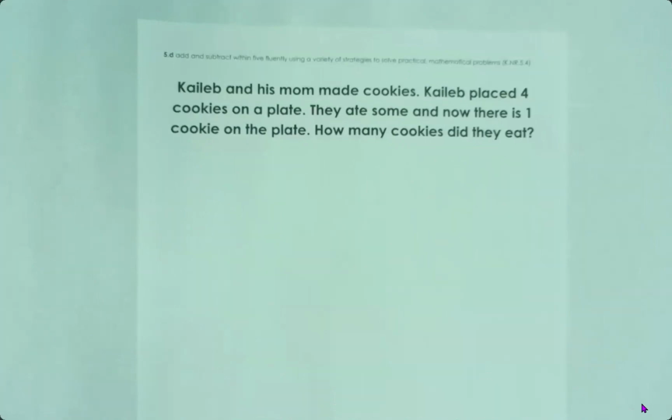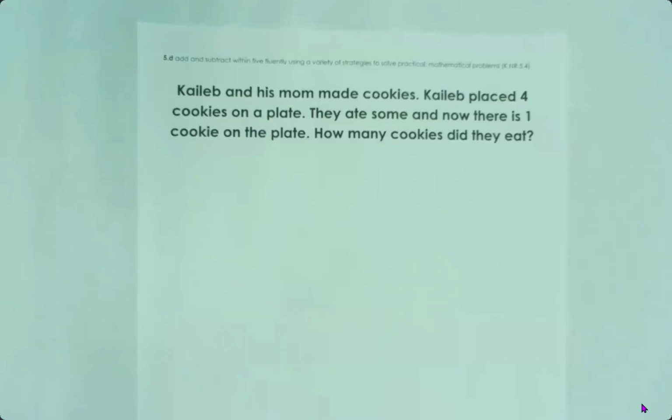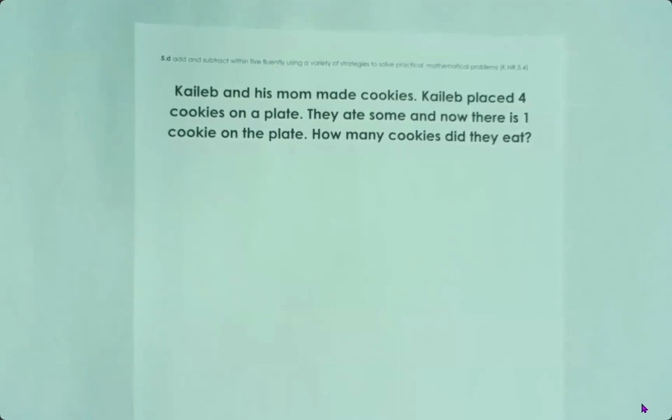As we continue to progress through the pacing guide and we reach representational for building fluency within 5, we want students to be able to use a part whole organizer to help them model their thinking when it's a word problem presented to them, and then use a strategy such as drawing a picture to represent how to solve that problem. So in this situation, it says Caleb and his mom made cookies. Caleb placed 4 cookies on a plate.